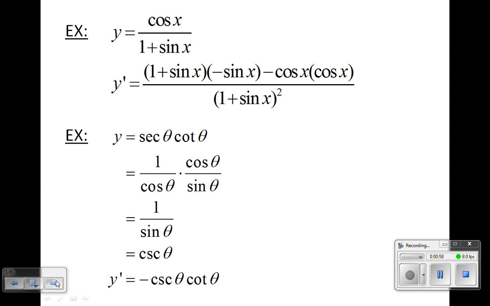So first example at the top, we would have a function that looks something like this with our trig functions in it. And it is a quotient, so we're going to apply quotient rule. You have the bottom times the derivative of the top. Derivative of cosine is negative sine, minus the top, cosine of x, times the derivative of the bottom. So derivative of 1 is 0, derivative of sine is cosine, all over the bottom squared. And of course you could simplify this, but that's not really the point of this right now, so I just left it.